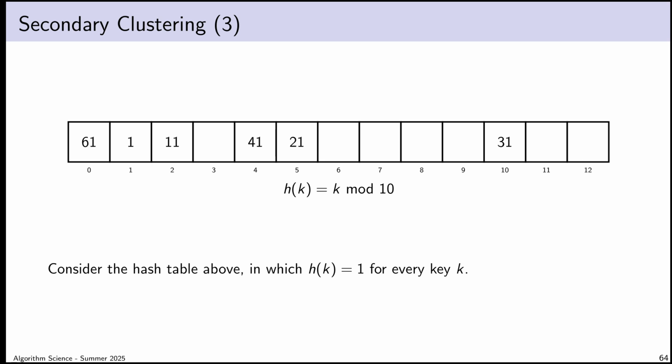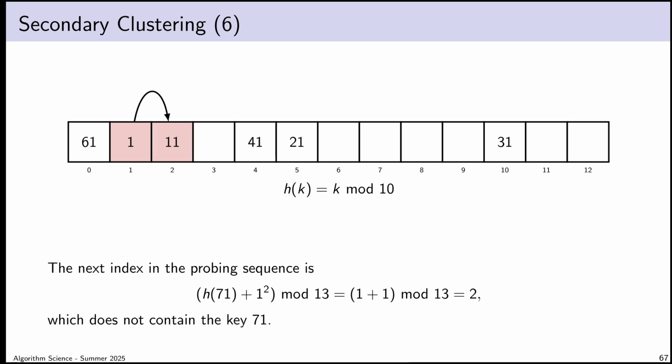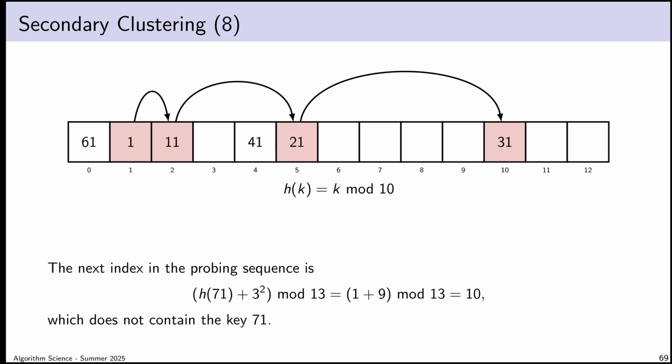Now let's consider what happens if I do a search. I'm going to search for the key 71, and 71 is not present. It hashes to index 1. It's obviously occupied, so I'll go through the full animation either way. I then look at index 2, that's the next thing in the probing sequence, also occupied. Then index 5, also occupied. Then index 10, also occupied. Okay, so the next one, I'm going to be jumping ahead by 4 squared.